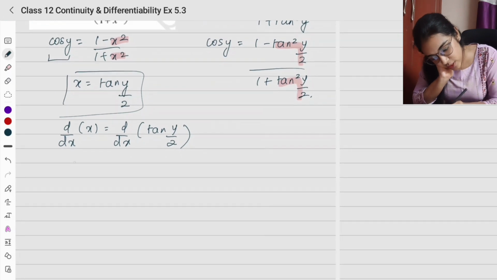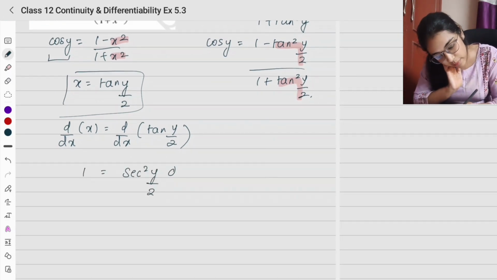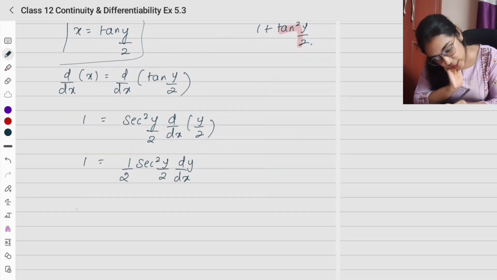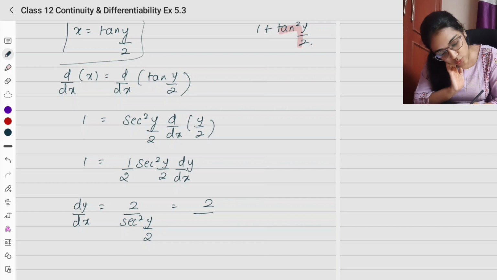d by dx of x is 1, equals the derivative of tan y by 2, which is secant square y by 2 times d by dx of y by 2. So 1 is equal to 1 by 2, taking it outside, I'll have secant square y by 2 times d by dx of y. So it is going to be dy by dx. So dy by dx is equal to 2 divided by secant square y by 2. I can rewrite this as 2 divided by 1 plus tan square y by 2.